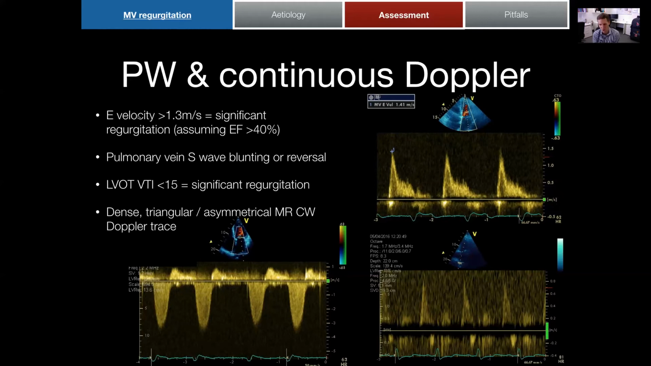And then the last one is a little bit harder to image, and if you're not doing it, I highly recommend that you start having a crack at it, because it's not rocket science, but you can't get it in every patient.